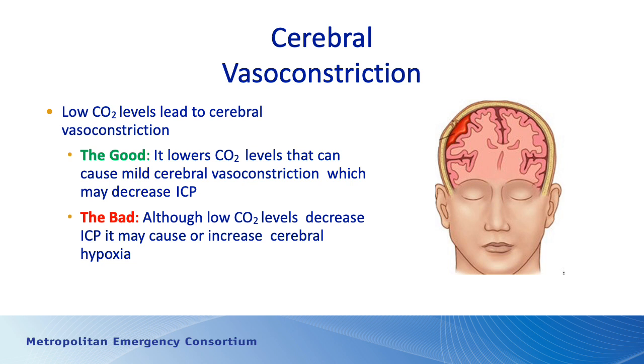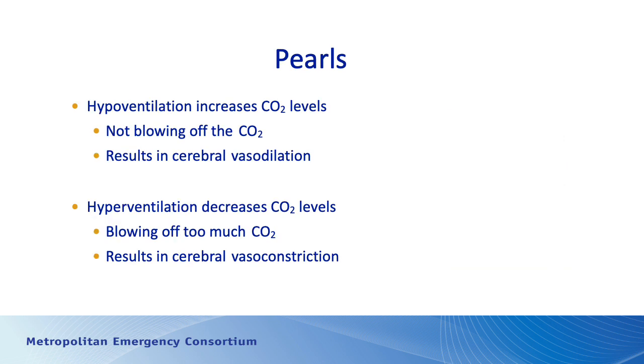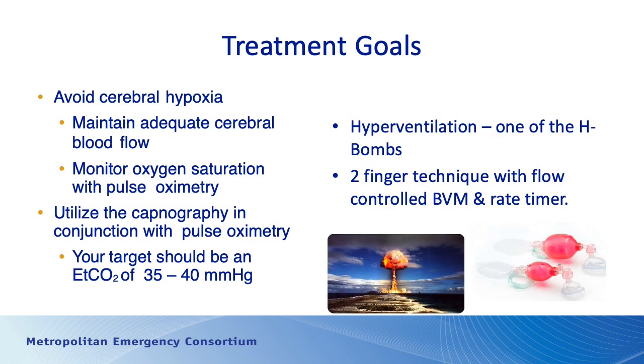to the brain. So if you look at a high CO2 and a low CO2, they both have good points, but they also have bad points. So our goal is to try to not hurt the patient. So hypoventilation will increase our CO2 levels, and it results in cerebral vasodilatation, which is not good. It results in increased intracranial pressure. Hyperventilation will decrease the CO2 levels in the brain, but it will cause cerebral vasoconstriction, which is bad for the brain. So what are we going to do?